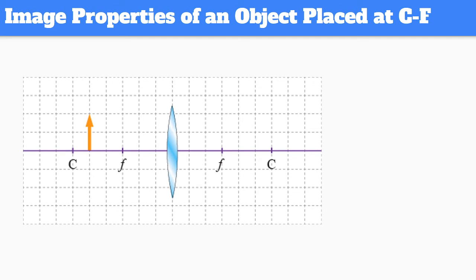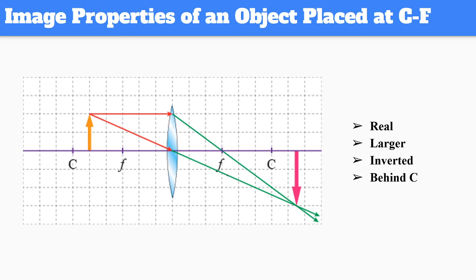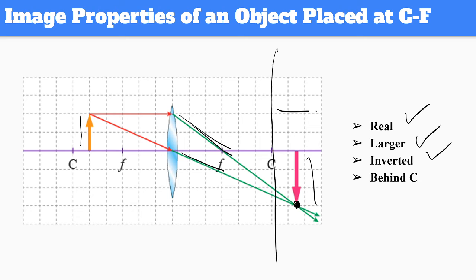If you move forward, do the same. Send 2 rays, parallel and to the vertex, and wherever they intersect, let's look at the properties. Again, refracted rays are intersecting, so it's real. This time the object is 2 units, and the image is 3 units. It's larger. It's basically formed below the principal axis, so it's inverted. Where is it located? It is beyond, or behind, the center of curvature.